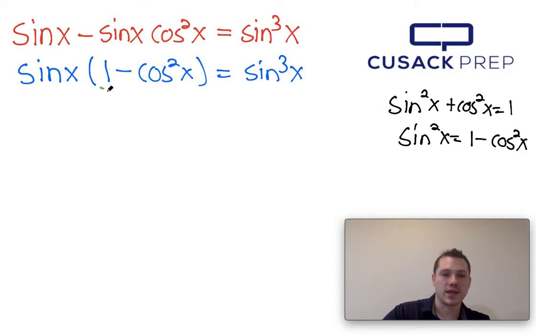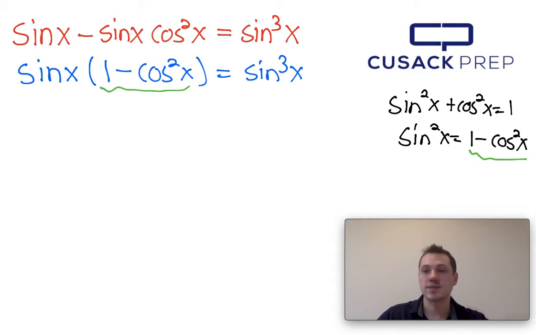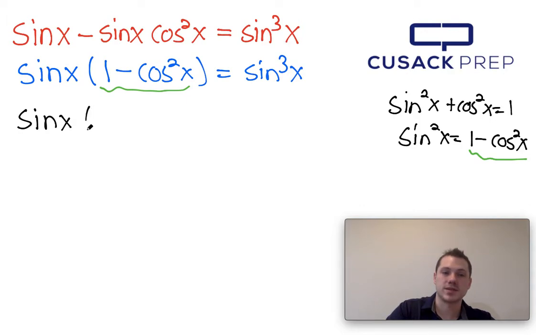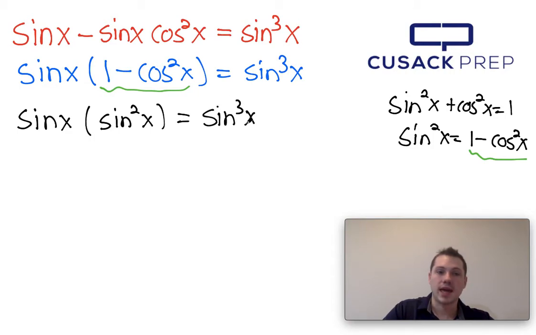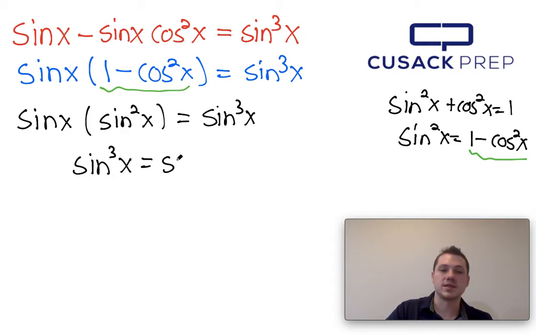Because here we have a 1 minus cosine squared of x, and here we have a 1 minus cosine squared of x. So what that means is I can replace that whole 1 minus cosine squared of x term with sine squared of x. And I know that sine of x times sine squared of x is just sine cubed of x, because you add the exponents. Like this would be sine of x to the first, sine of x squared. So adding those, I find that sine cubed of x is equal to sine cubed of x. And there you have it.